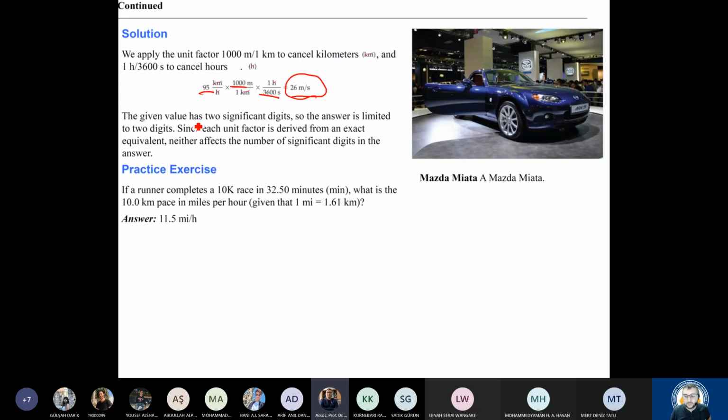Yes, any question? Any question? Yes, if you have any question, yes, you can ask me whenever you want. Also, this question is also homework. You can try to do it at home.